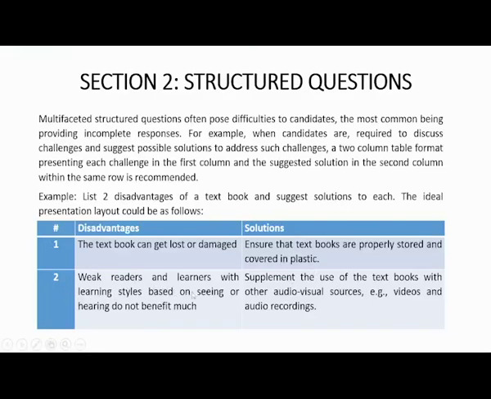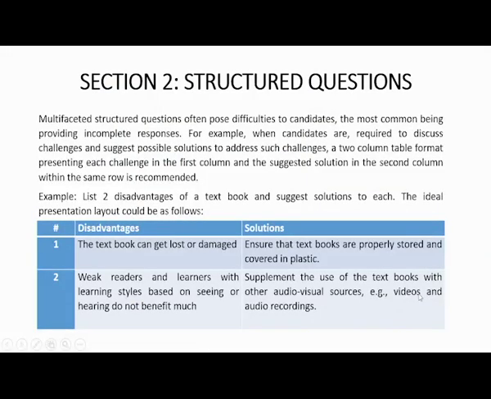One disadvantage again is weak readers and learners with learning styles based on seeing or hearing do not benefit much. Remember, the textbook is mainly interpreted visually because you have to read with your eyes. There are those that may be having eye problems and it becomes a disadvantage. So to overcome that, we need to supplement the use of the textbook with other audiovisual services or sources, e.g. videos, audio recordings, and you remember we have a section where we clearly talk of the 3 channels of learning, audio, visual, and kinesthetic. So this actually relates closely to another section of your module.